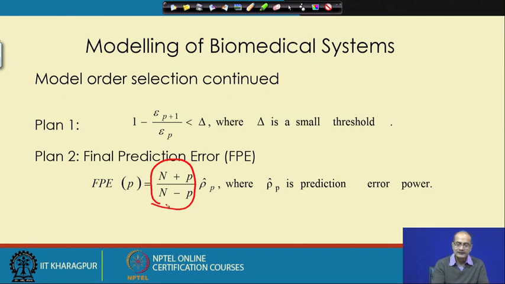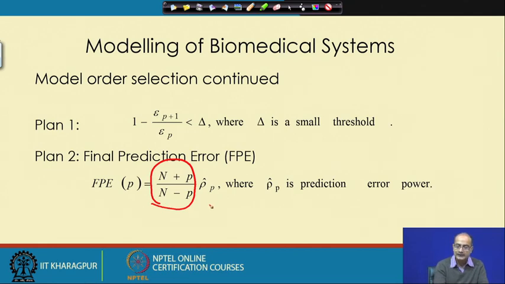So, if we look at this term (n+p)/(n-p), the numerator is monotonically, or linearly, increasing, and the denominator is again linearly decreasing. Initially, when n is very large, the change will not be prominent, but as p grows, it will become more and more prominent, and the two together will give a nonlinear increase.